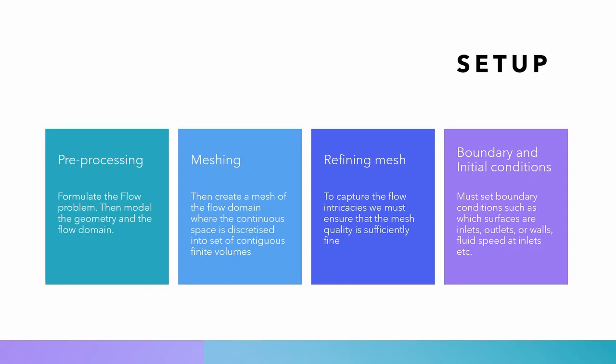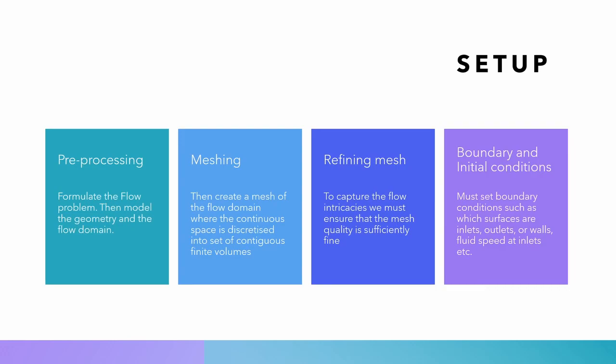Now that we know what CFD is, let's get going on how to actually do a CFD simulation. The first step is pre-processing. Here we formulate the flow problem by deciding the objective of the simulation and how we can achieve it. Then we model the geometry and the flow domain. The next step is to create a mesh for this flow domain. Here the continuous space is discretized into several contiguous finite volumes. Meshing is one of the crucial elements of a CFD simulation.